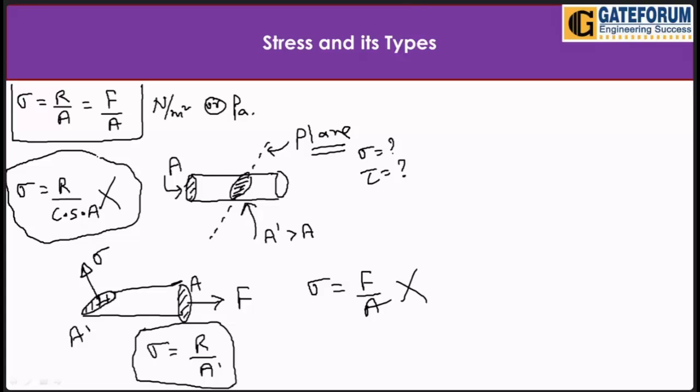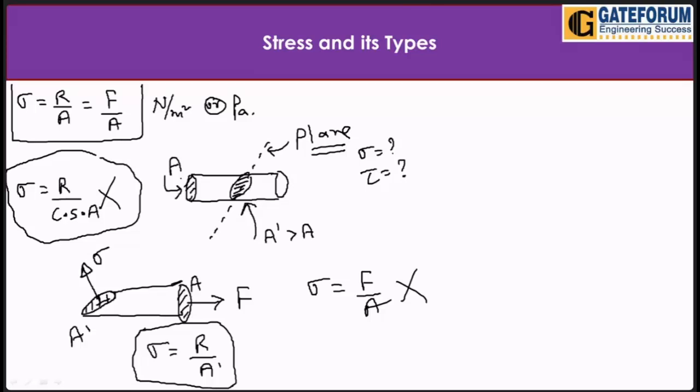Okay, very simple concept here. So we have done stress. Now types of stress. Basically, in types of stress we have normal stress and shear stress, and in normal stresses we have direct normal, bending normal, as well as tensile and compressive stresses as subcategories here.